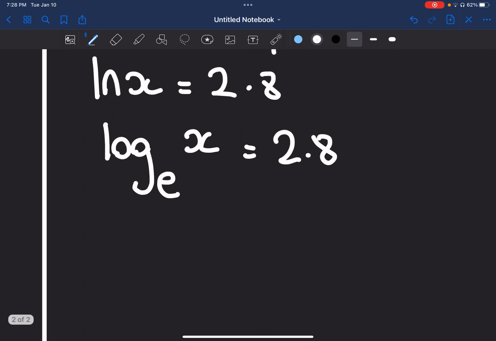So if we take e using the same reverse logarithmic rule, being able to turn something into a logarithmic form, using the reverse of that, we can take the base to the exponent, and that will equal the number. So say e to the 2.8 will be equal to x. So now we have a value for x. We've just taken a value for x out of nothing.